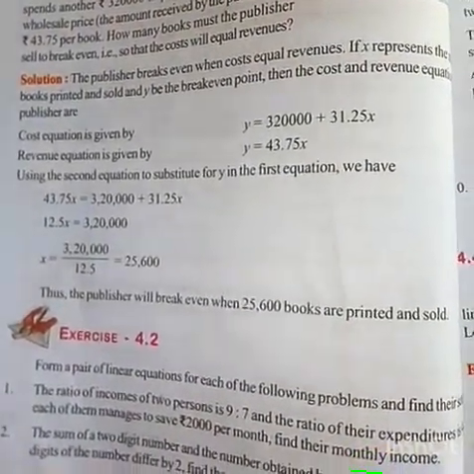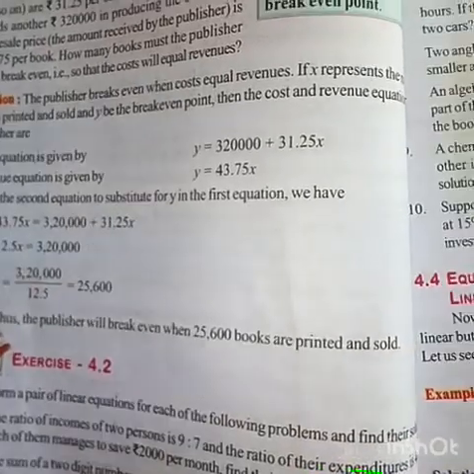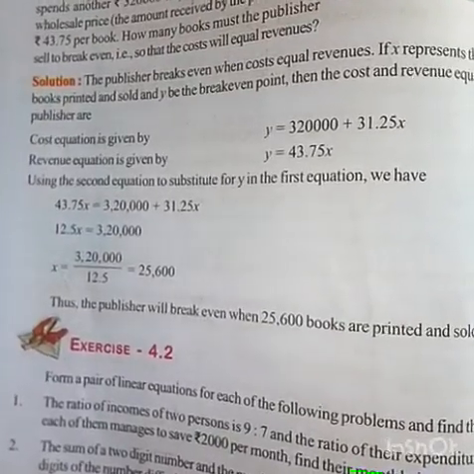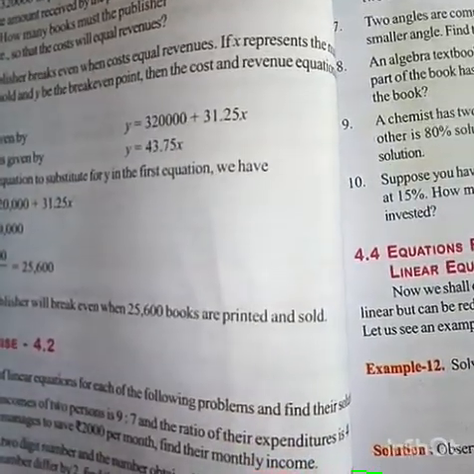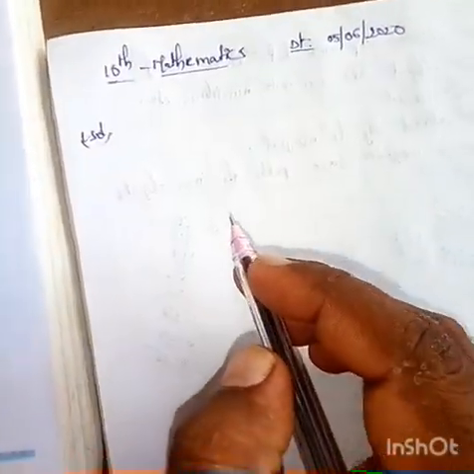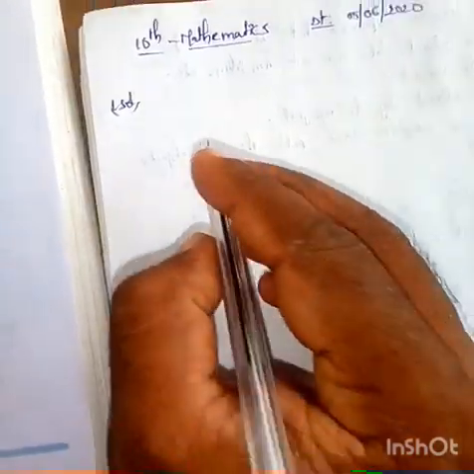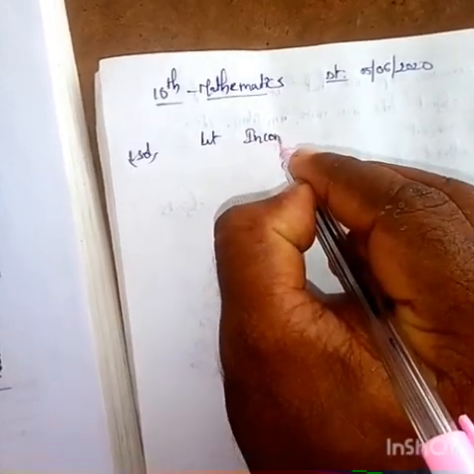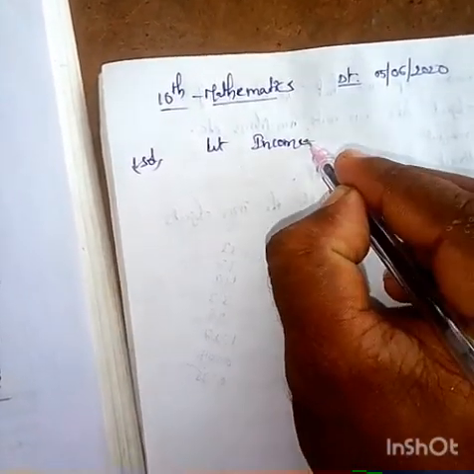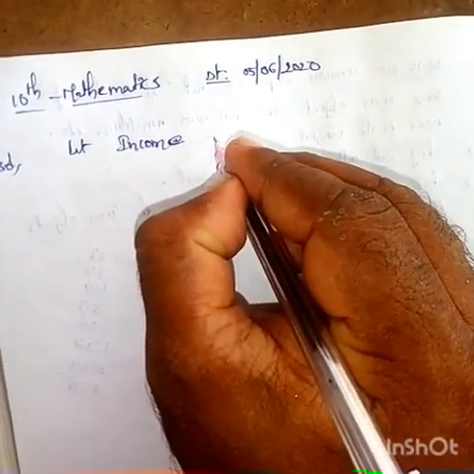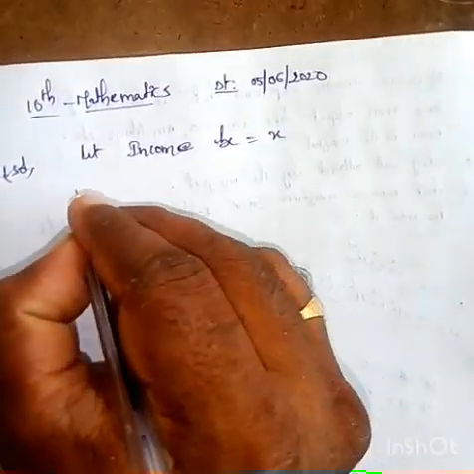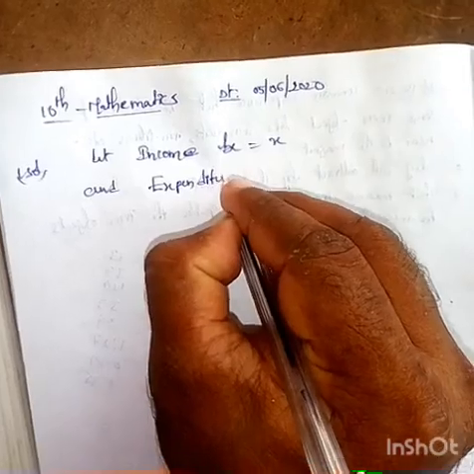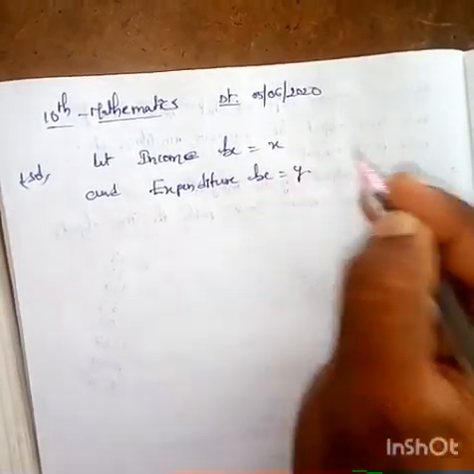So here in the problem two quantities are given. They are income and the expenditure. So let us assume that income of the persons be x and the expenditure be y units. Let me write here. Let income be x and expenditure be y.